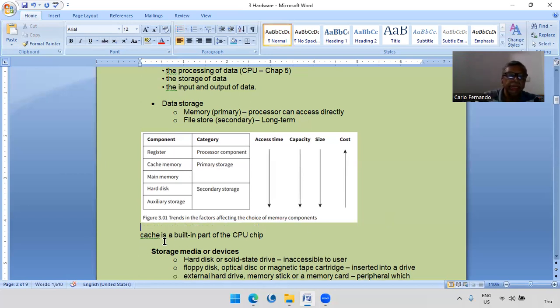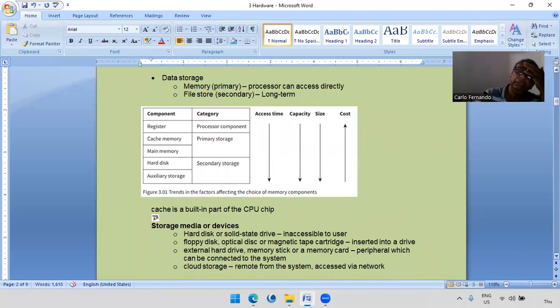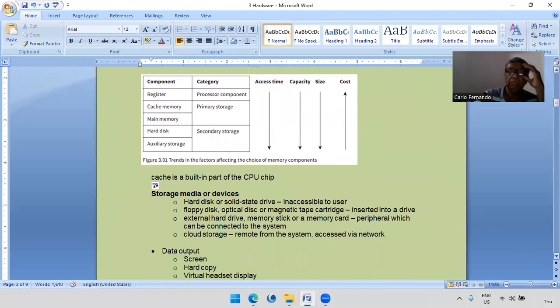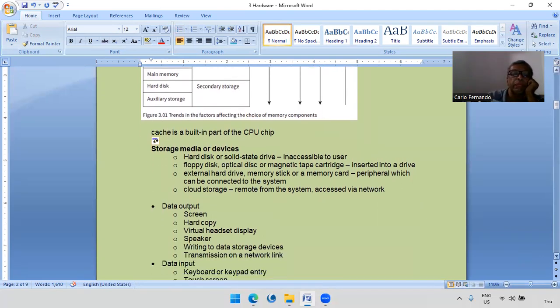Cache. What is cache? Cache is a part of the CPU chip. It keeps some parts of memory, frequently used parts of programs and all that, they are stored here so that the program can work very fast.